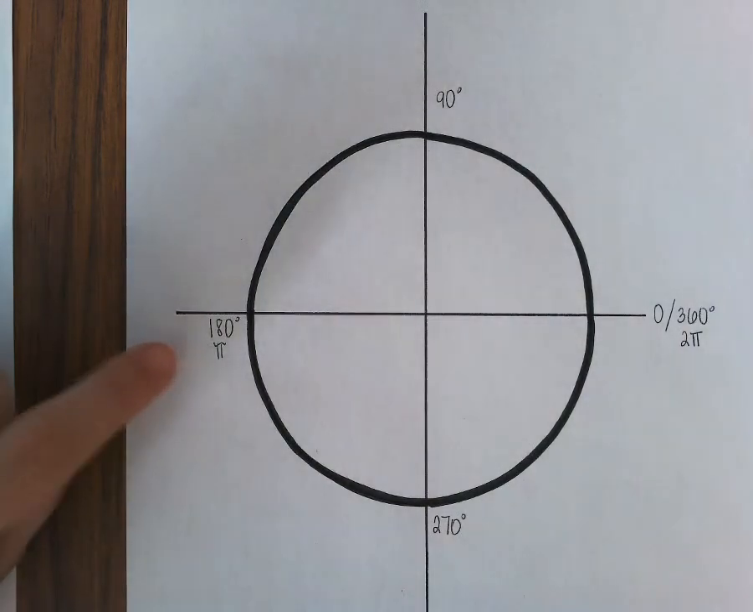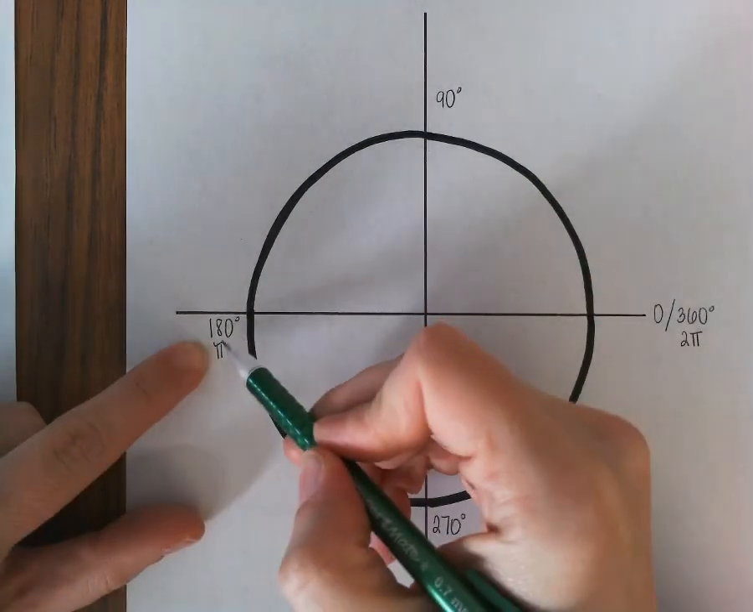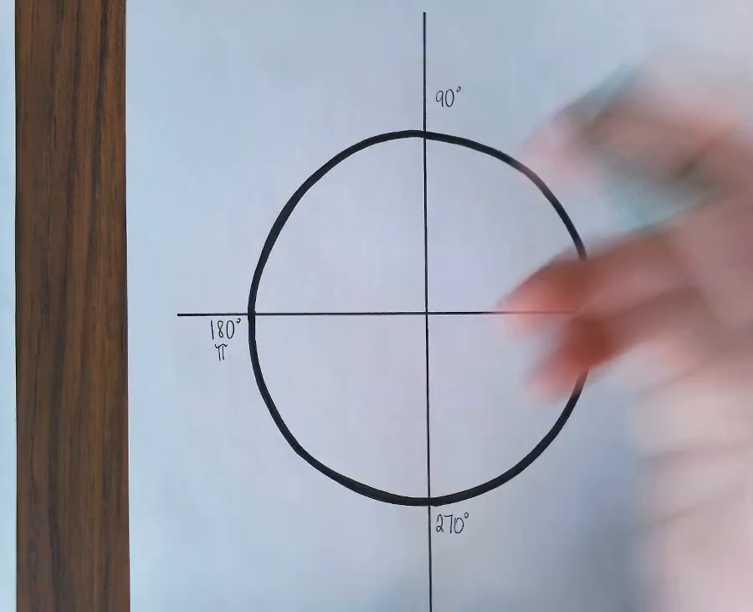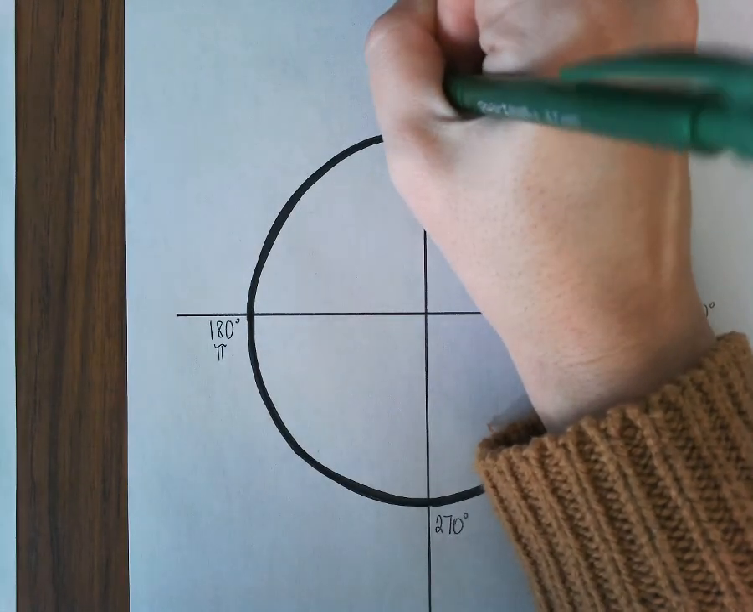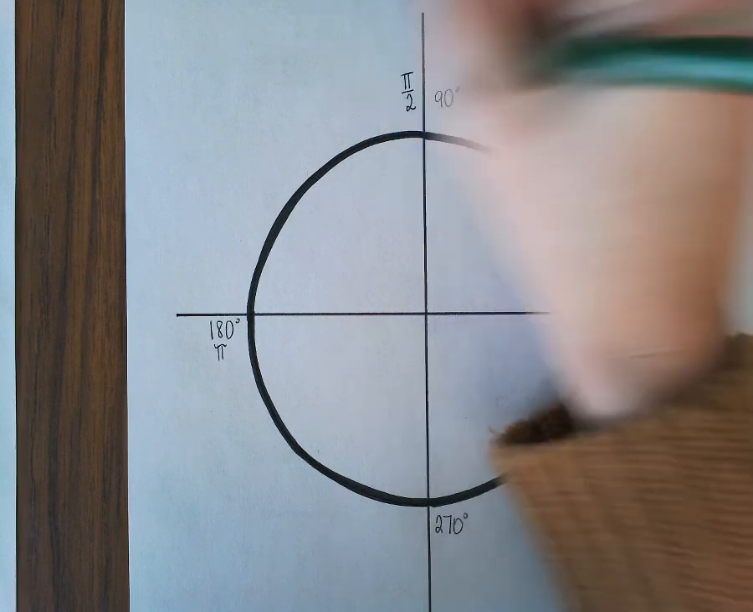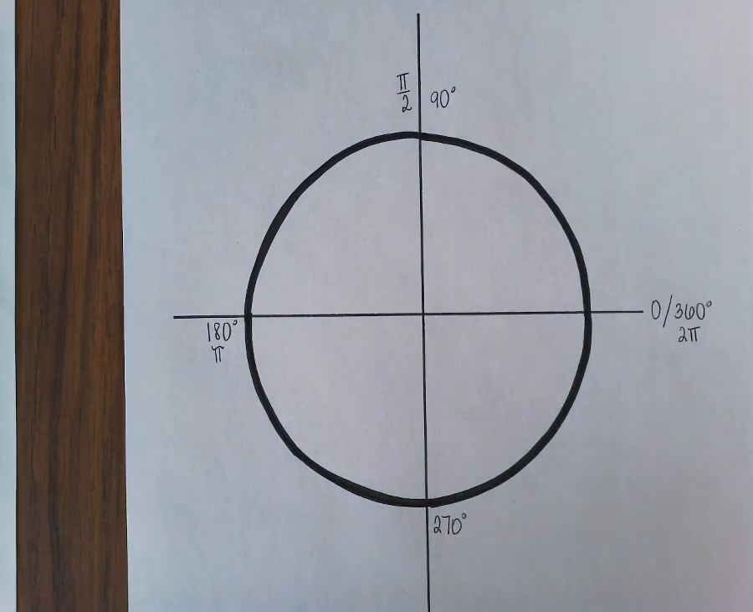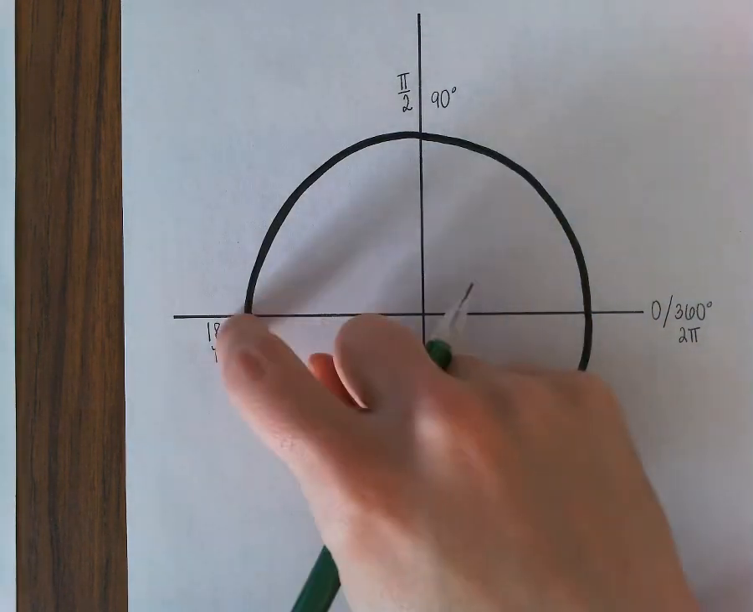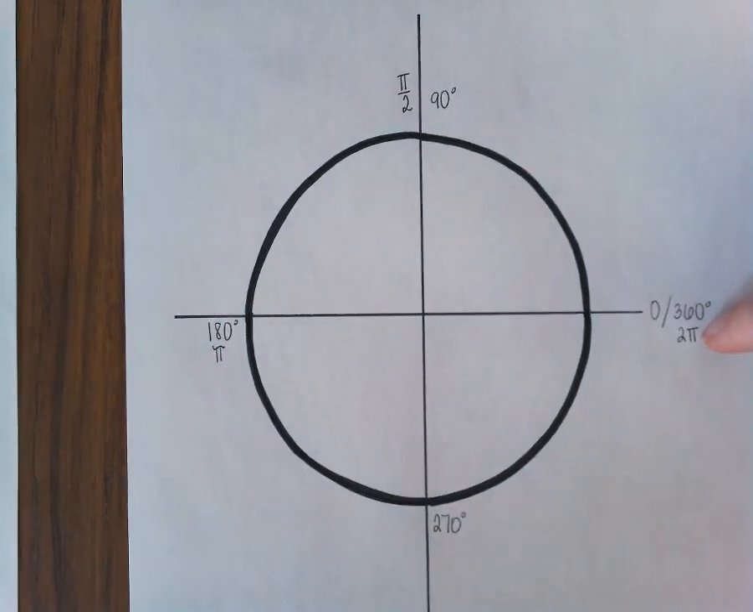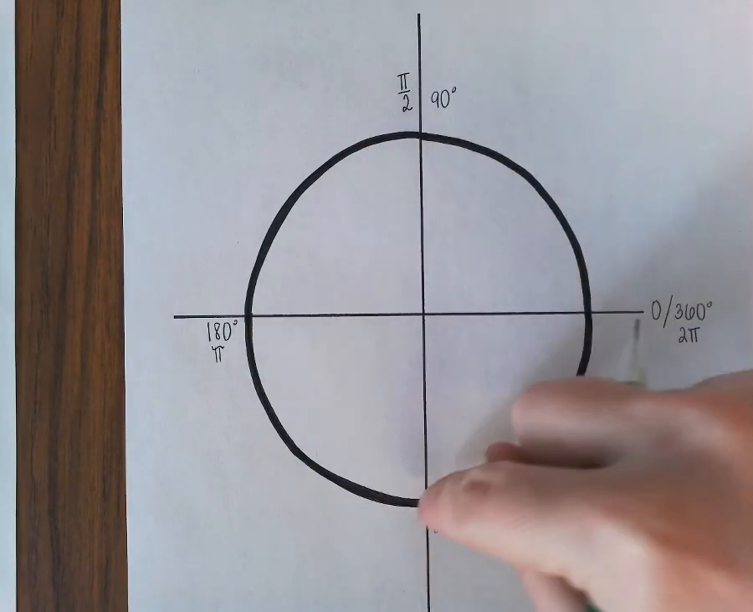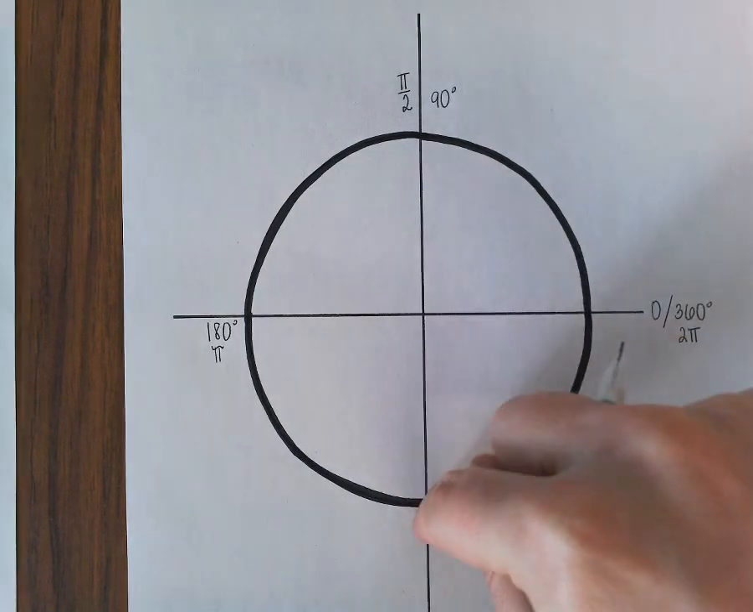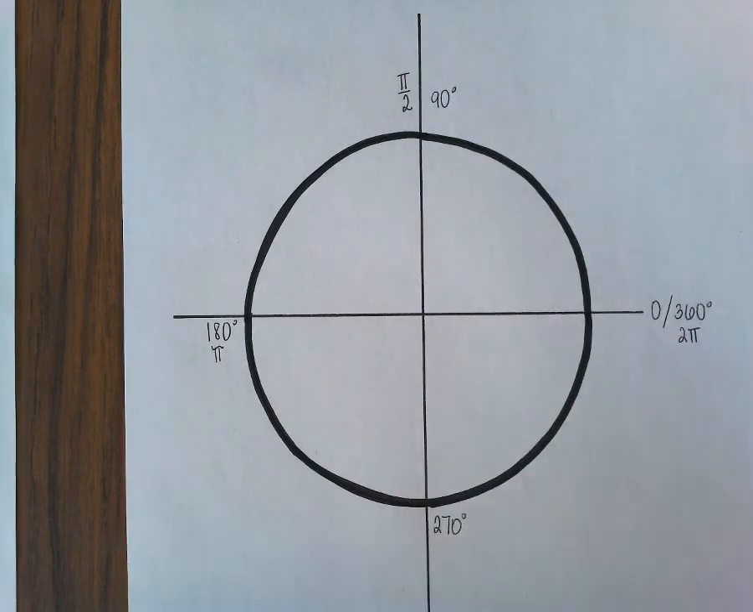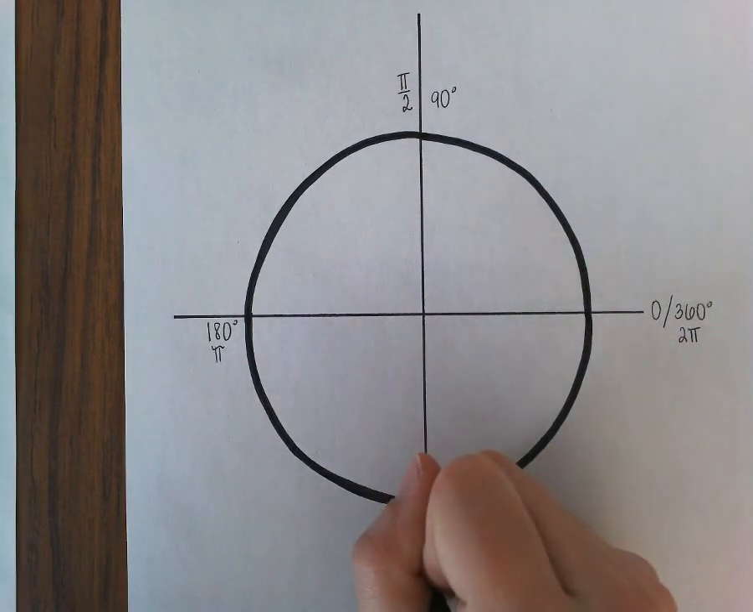Now, if we take pi and we divide it by 2, or 180 and divide it by 2, we get this measure of pi over 2, or pi by 2. Similarly, if we add another 90 degrees, or we take 2 pi and multiply by 3/4, to get 3/4 of 2 pi, this is 3 pi over 2.